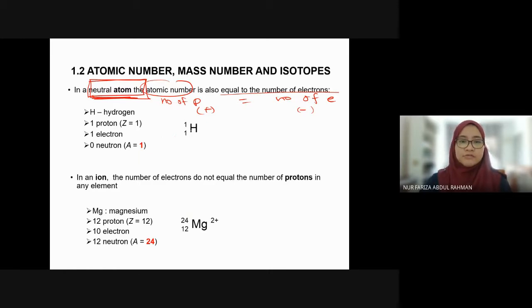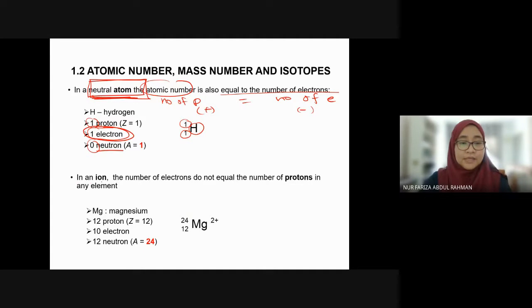So this is the symbol of hydrogen, and then we have atomic number at the bottom, or proton number, which is equal to 1, and at the top left hand corner, we have the mass number. Neutron for hydrogen is 0, and proton for hydrogen is equal to 1. Since this is a neutral atom, the proton number is equal to electron number.